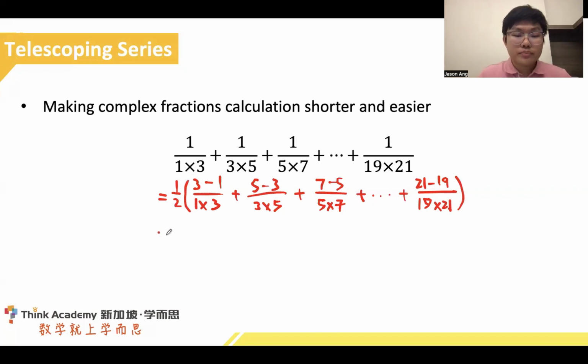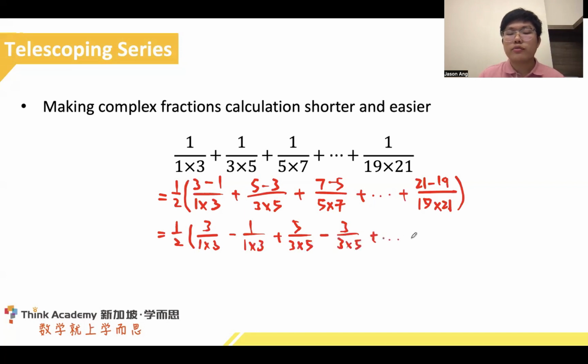So that in this case here, once we try to expand it out, we will get this. Half of 3 minus 1 over 1 times 3 plus 5 minus 3 over 3 times 5, so on and so forth, all the way to the last term, 21 minus 19 over 19 times 21. So as we can see here, after doing some simplifications, by doing some cancellations, cancel, cancel, then after that we cancel, cancel, cancel, cancel. Look at what we get at the end first.